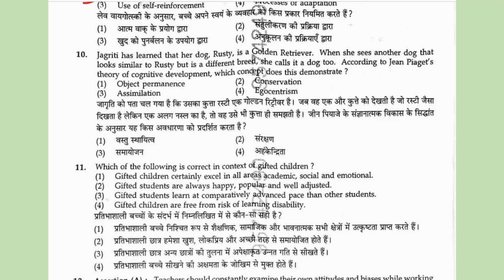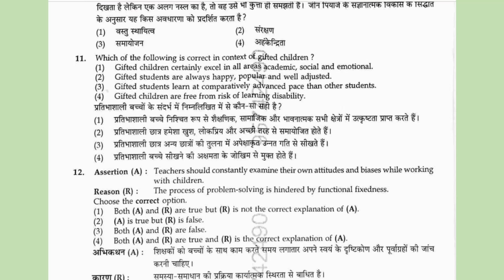Jagriti has learned that her dog Rusty is a golden retriever. When she sees another dog that looks similar but is a different breed, she calls it a dog too. So according to Piaget's theory of cognitive development, what does this demonstrate? This is called assimilation, where she has learned to assimilate the fact that the other breed is a dog, it's a different breed, but it's still a dog.